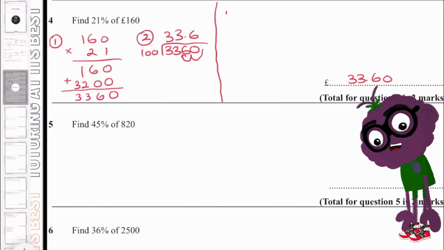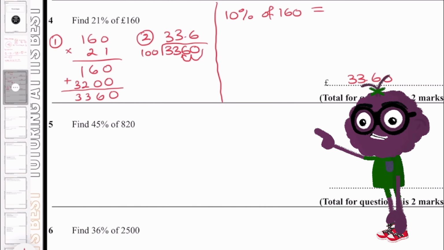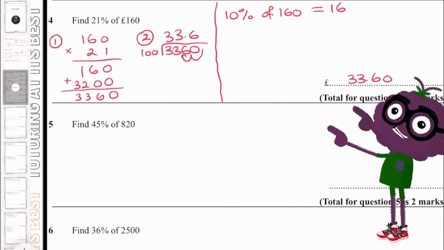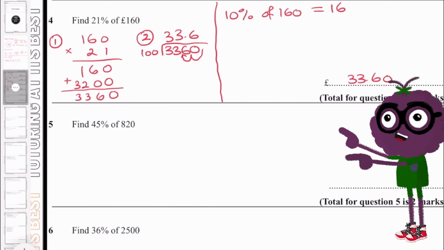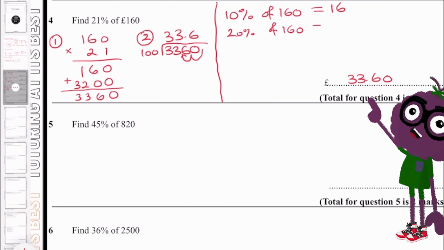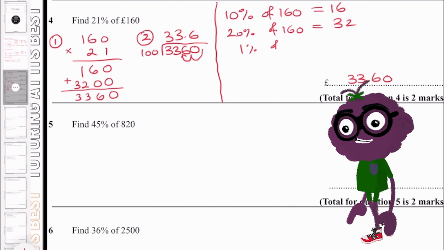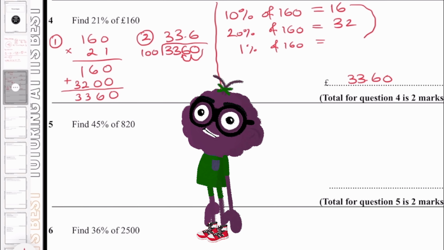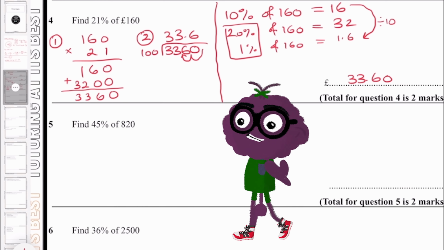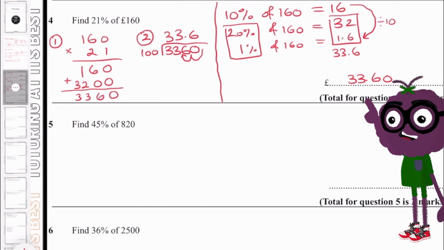Alternatively, we can go ahead and find 10% of 160 pounds. So again, we know 160 is 100%. So if you divide that by 10, we will get 16 pounds, which is 10%. We need to work out 20%. So again, we know if we get 20%, we just double our answer, which is 32. And then if we get 1%, we know again, we have to divide 16 by 10, and that gives us 1.6. So now we have 21. And if we add our answers here, that is 33.6.